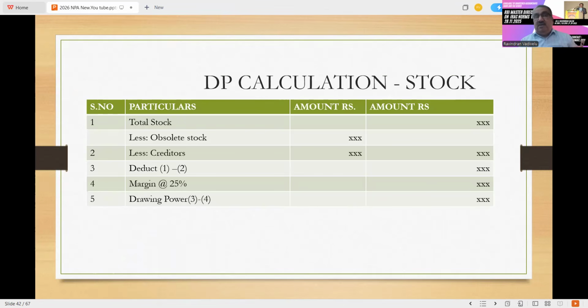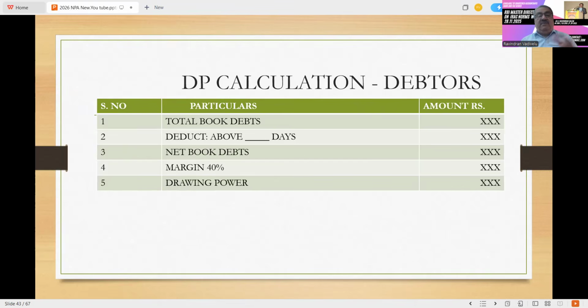And here I request the chartered accountants who view this program, please pause the presentation and understand this Excel working. Then we are going for the drawing power with reference to debtors.